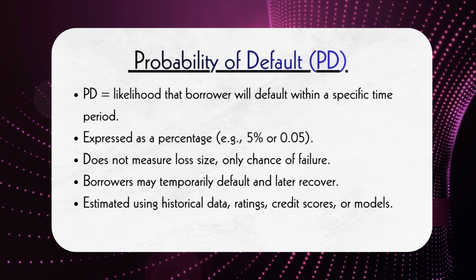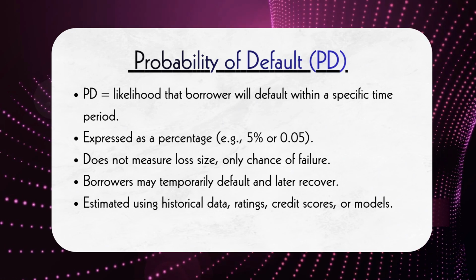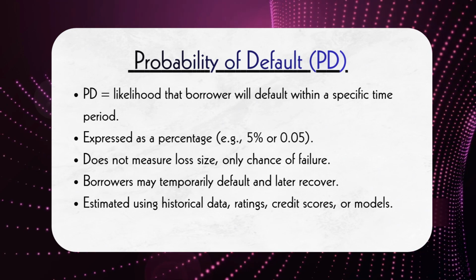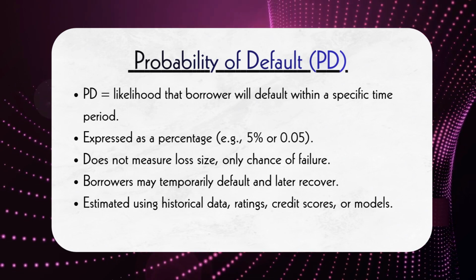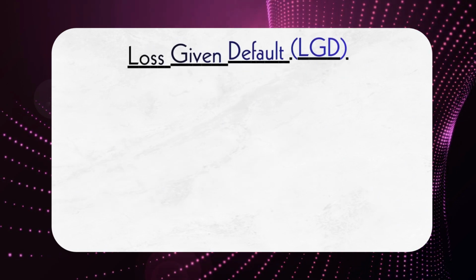But remember, PD only tells us the chance of default, not how much money we lose. Sometimes borrowers miss payments temporarily and recover later, so PD is just the likelihood, not the damage. Now suppose default actually happens. The next logical question becomes, how much money will we lose?